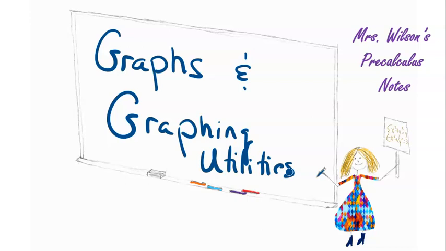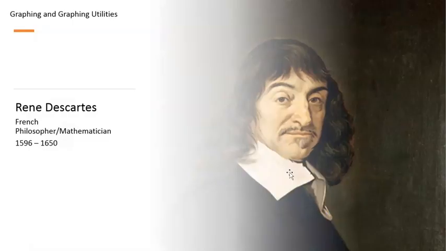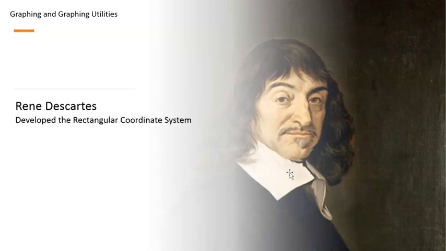But let's start right at the beginning. And this dude right here is how we get started in this course. This is René Descartes. He's a French philosopher, mathematician. He was born in 1596 and he lived until 1650. And in the early 1600s, René Descartes, again, was a philosopher. I know you've heard, I think, therefore I am. But we're going to focus on the mathematics side. And he developed something that you know very well, the rectangular coordinate system.